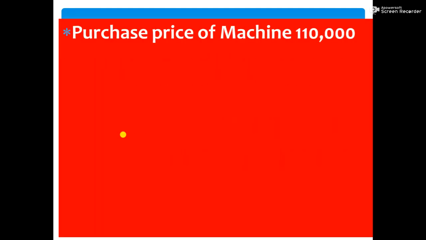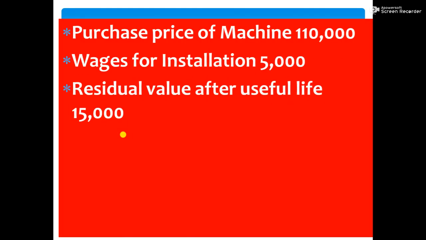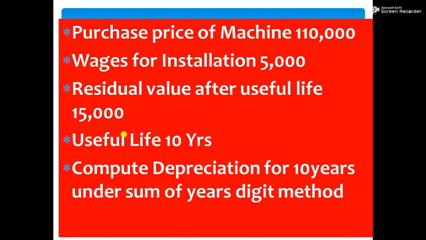Residual value after the useful life is 15,000. Useful life 10 years. Compute depreciation for 10 years under sum of years of digit method. Here the cost of the machine is 1,10,000 plus installation charges 5,000, and therefore 1,15,000. That is the cost minus the residual value 15,000.